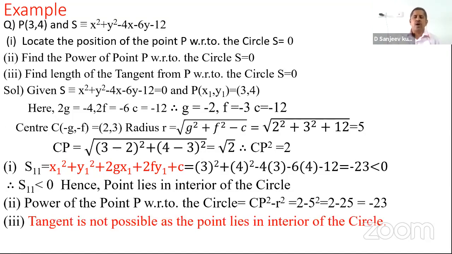Now, if you get the power of the point as negative, it means that the value of S11 is also less than 0, as already mentioned. So as I said, S11 is less than 0, the point lies in the interior of the circle. Once the point is inside the circle, there is no possibility of having a tangent. So the tangent is not possible as the point lies in the interior of the circle. Tangent is only possible when the point is lying outside the circle or exactly on the circle.